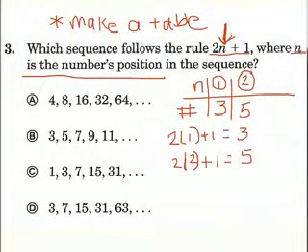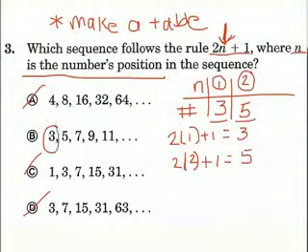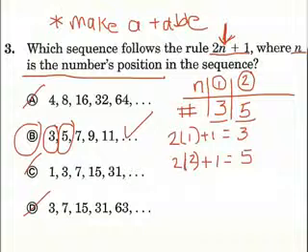And I'm already finding my answer because the first number should be 3, second number should be 5, and the only one that matches is this one. First number is 3, second number is 5. So I have found my correct answer.